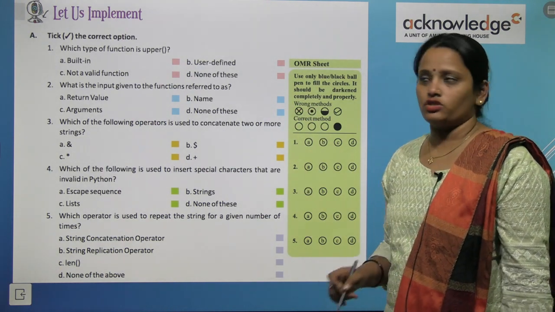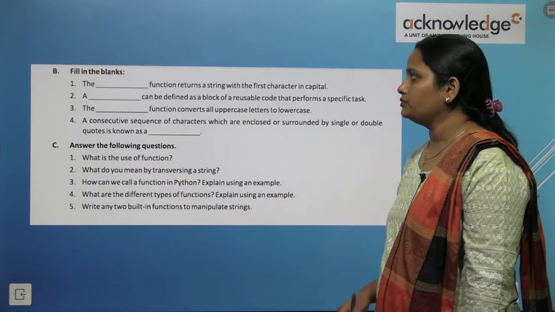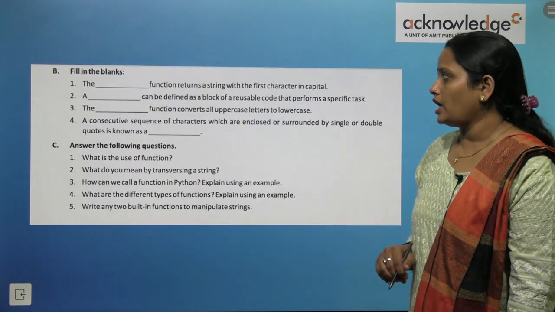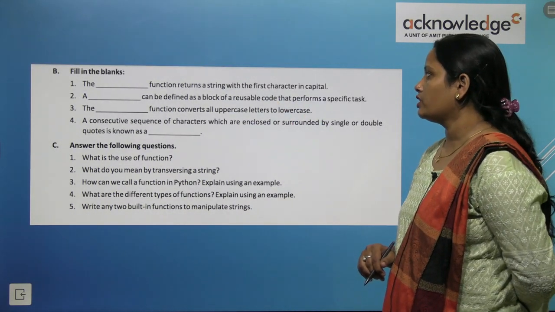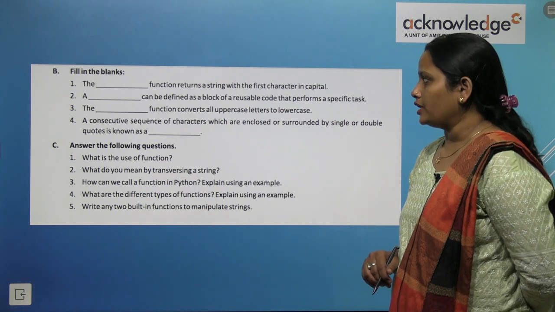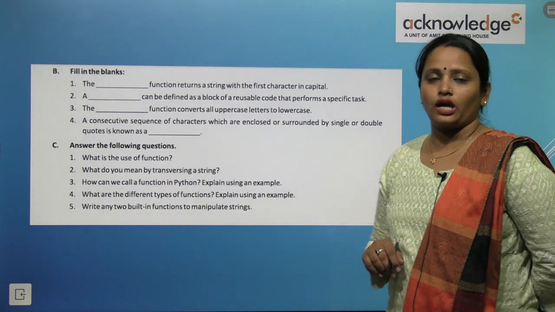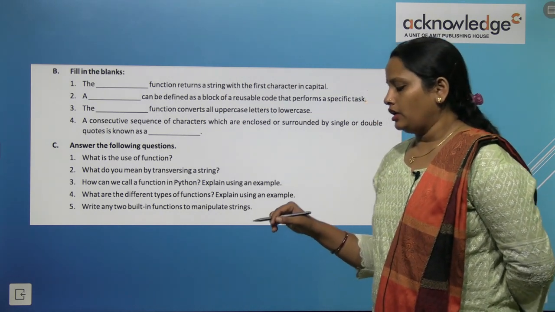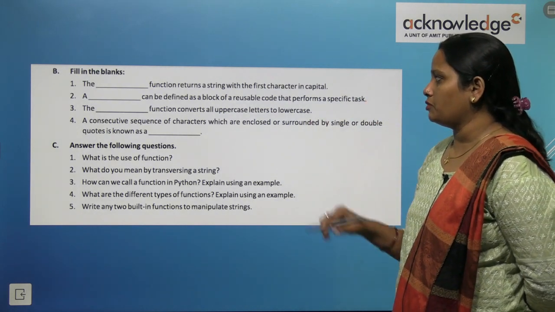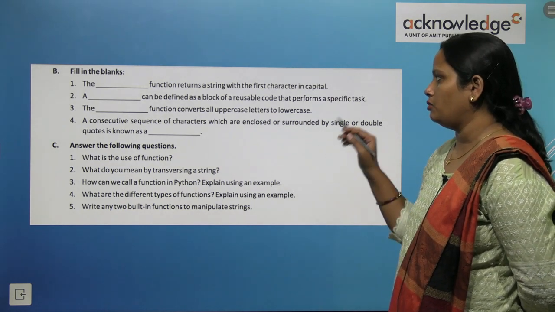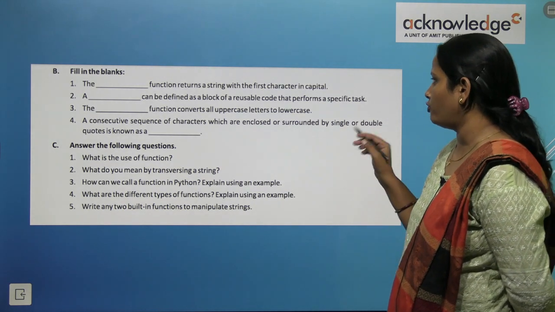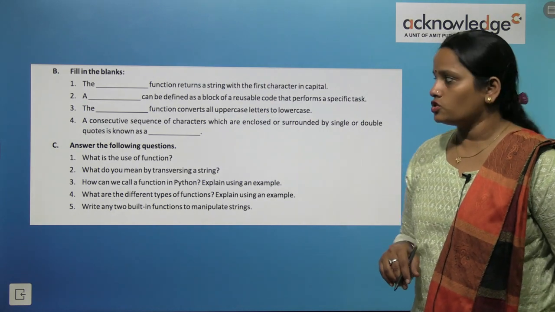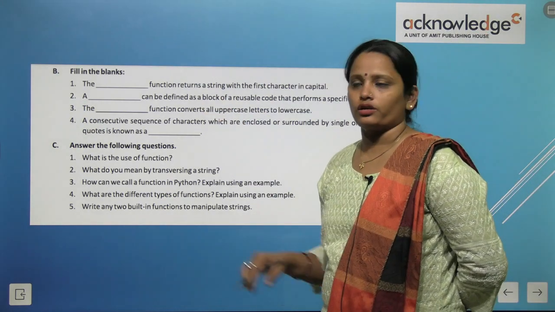Children, rest of the questions are your homework. Now, the dash function returns a string with the first character in capital. So first character को capital में कौन करता है? Capitalize करता है. And then next is a dash can be defined as a block of reusable codes that perform a specific task. So here the answer is function.